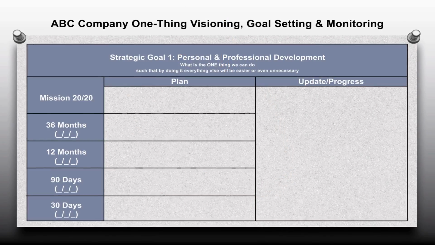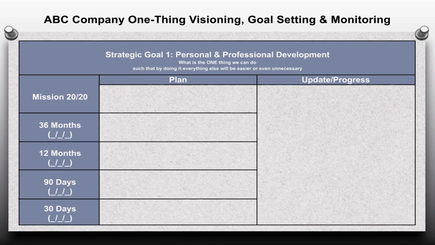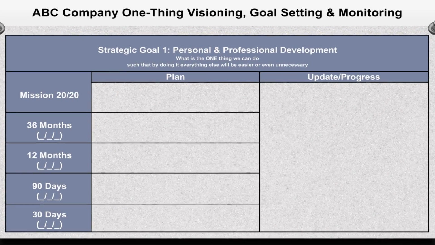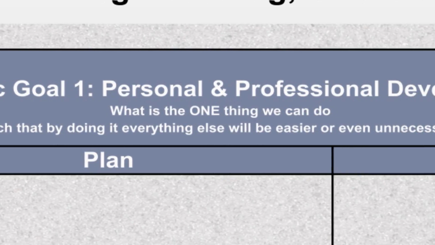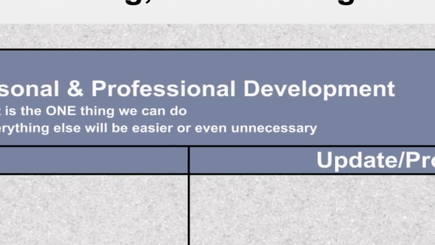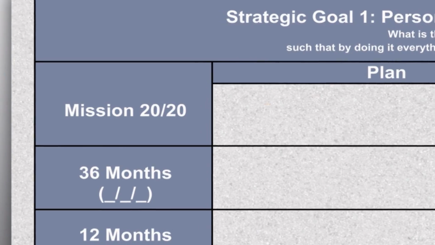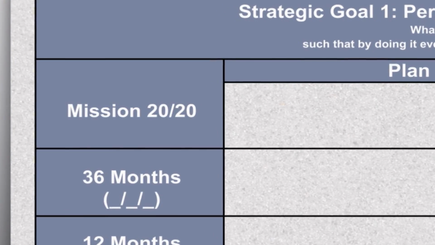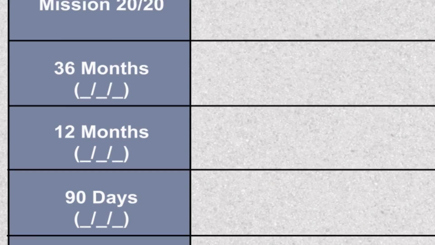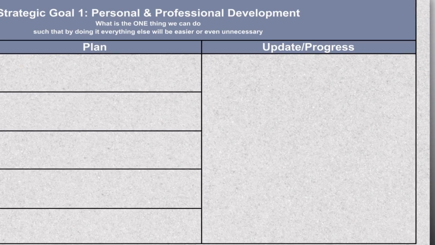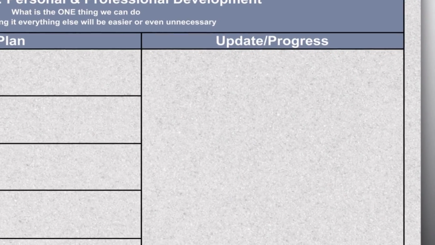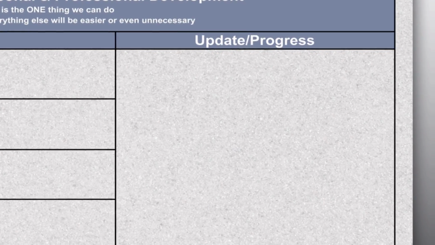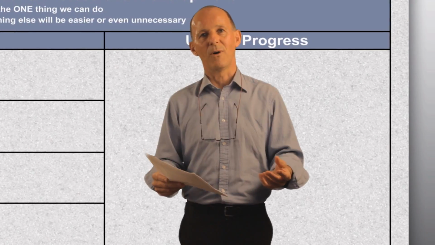The third slide and thereafter is when we talk about strategic goals. So you can see in this slide, we talk about for a particular goal, so personal and professional development is the example that I put up there. We'd have a mission 2020 or mission 2025, whatever. It's 5 to 10 years out. We have a 36-month goal, 12, 90 days and 30 days. And then you have an update progress box where you have the opportunity for your monthly review to write down what was the update, what progress we made, what learning has taken place, and so on.